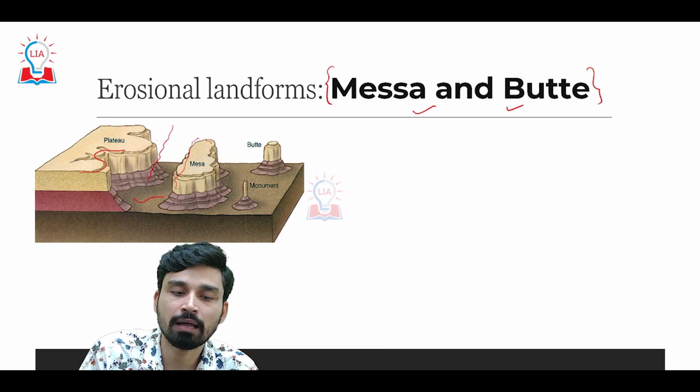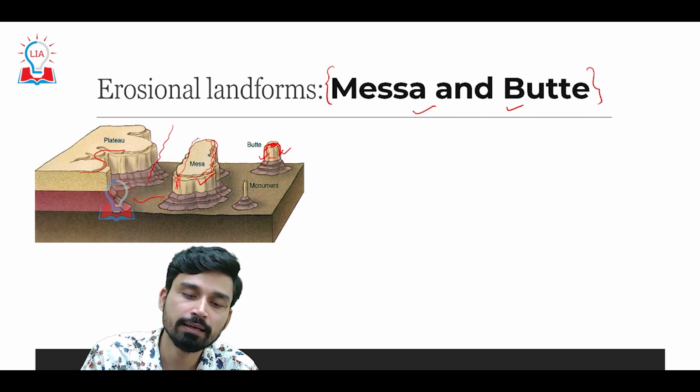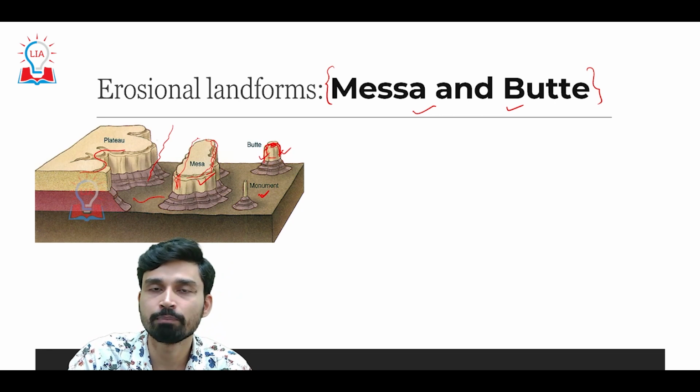And then here we have a large flat shape or tabletop kind of landmass, which we call a mesa, and a small tabletop landmass, very similar to an inselberg, which we can call a butte. And if the butte is also eroded significantly, then it leads to the development of a monument.